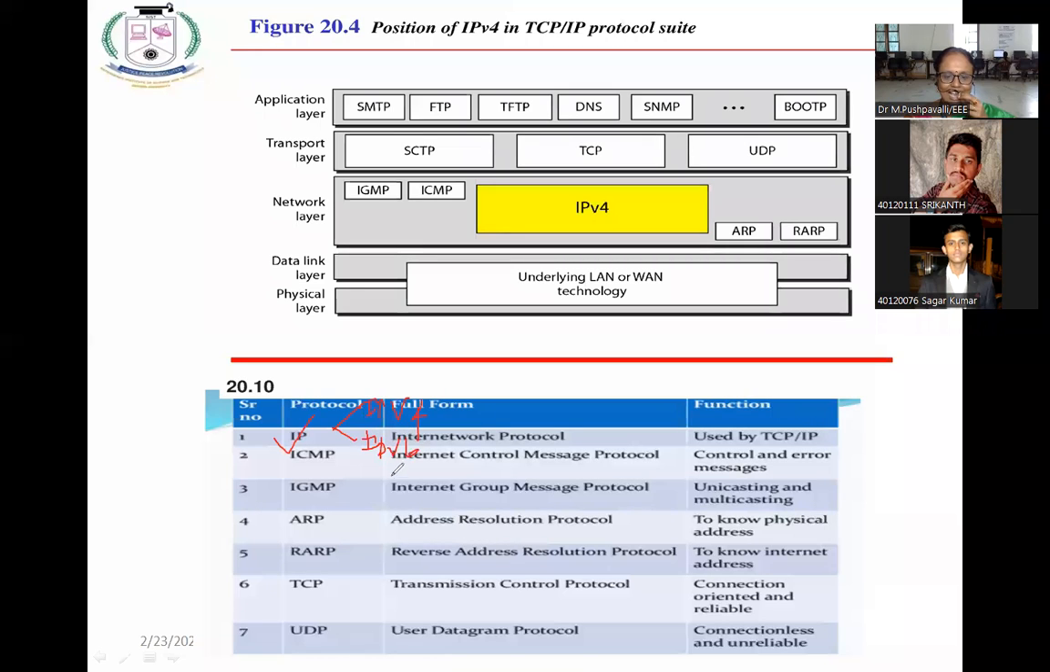ICMP, Internet Control Message Protocol, IGMP, ARP, RARP. So around 6 internet protocols are there. Using these 6 internet protocols only, this entire networking we are going to see. Today I covered 2 things, IPv4 and IPv6, and this ARP is the address resolution protocol, which is to know the physical address. I think some 8 more minutes are there.